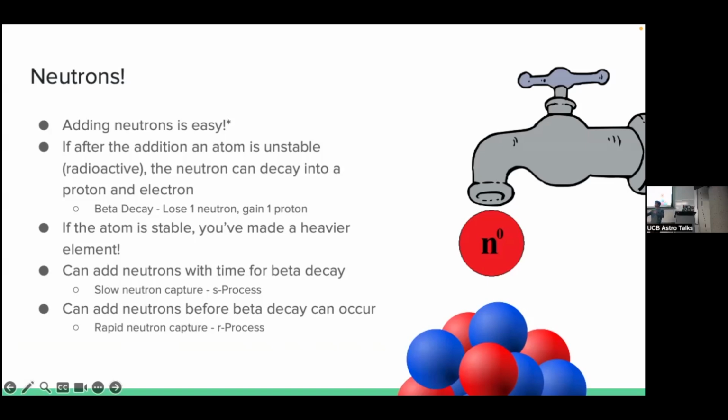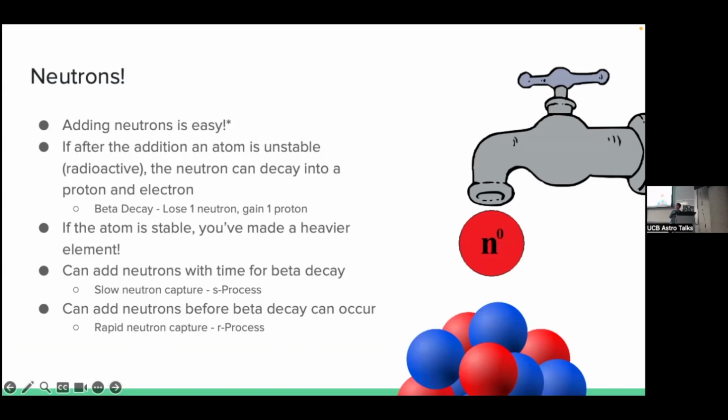Either you add the neutrons very slowly and give the element time for beta decay to happen. So it'll sample a neutron perhaps every now and then, takes one, beta decays, takes another neutron, beta decays, and you just slowly build up that way. Or you can just add neutrons rapid fire with a neutron fire hose and give no time for decays to happen. So you just add so many neutrons that this thing becomes incredibly heavy, very unstable.